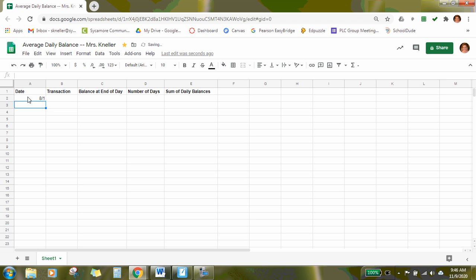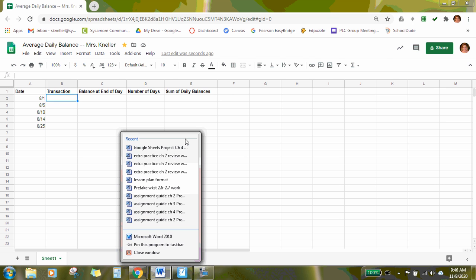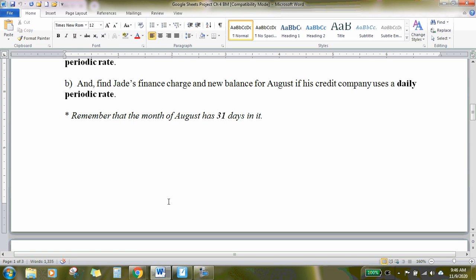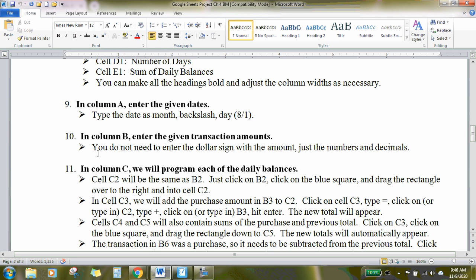Okay. And then we'll have 8/5. Just hit enter after each one. 8/10, and Google will automatically align it to the right side of the column there. And 8/25. Okay, so there's our 5 days. And then we're going to enter in the transaction amount. Okay, so step 9 then. We did that. Step 10 says enter the given transaction amounts.